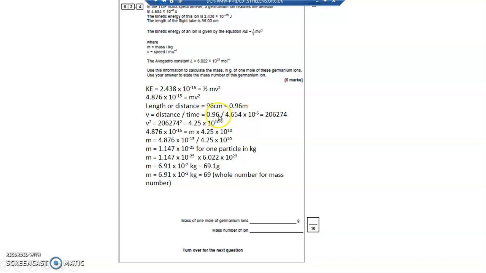The distance is 0.96 meters. We've got that into meters now. We've got the time. You've been given the time here. It's got to be in seconds, and it is in seconds, so I don't need to do anything with that. 206,274 is the velocity. It's going very quickly. So v squared, I can square it. 4.25 times 10 to the power of 10. Now then, I've got 4.876 times 10 to the minus 15 is mv squared. I've just worked out v squared, so I can substitute it in there, and I can rearrange it.